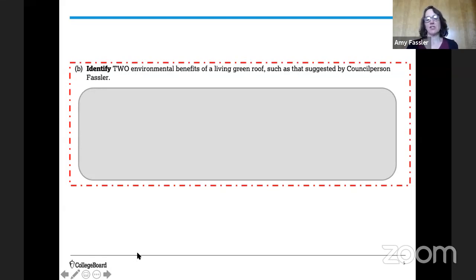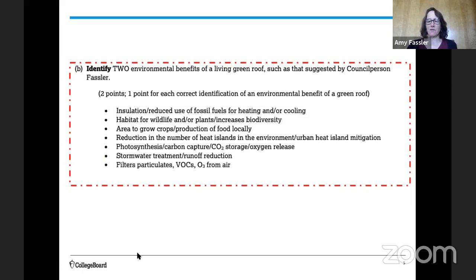Next was to identify two environmental benefits of a living green roof. We talked about a few of these, and there's a few on here we didn't specifically mention, but you may have used. We talked about the fact that it provides insulation and could reduce heating or cooling costs. It's an area that could produce locally grown food. We talked about it filtering stormwater runoff or reducing the amount of runoff. Then you'll see a few other examples as well. I suggest that you go through some of these lists in a little bit more detail when we're done, and you can process things a little bit. And again, pick out examples that are really meaningful to you.